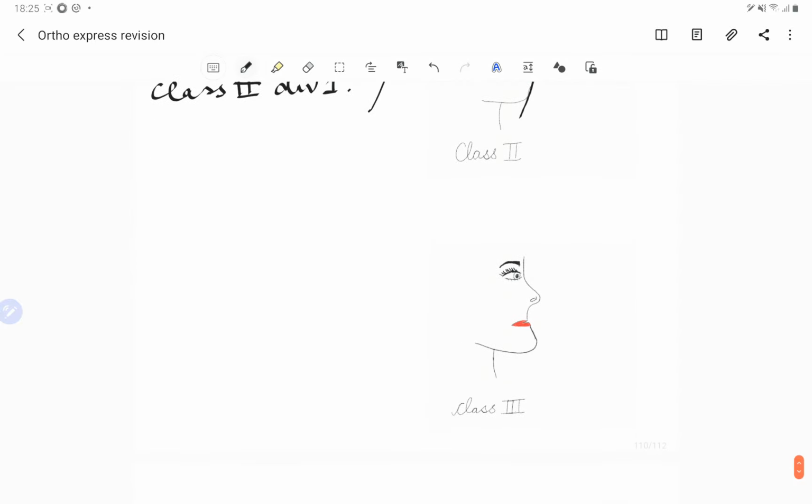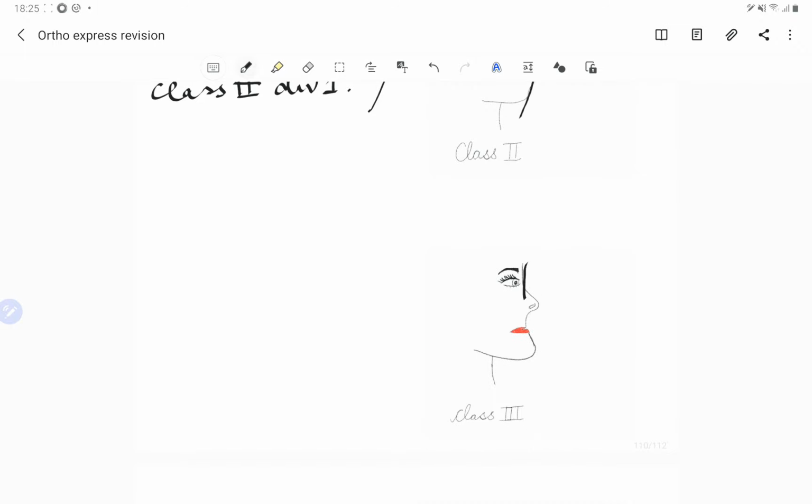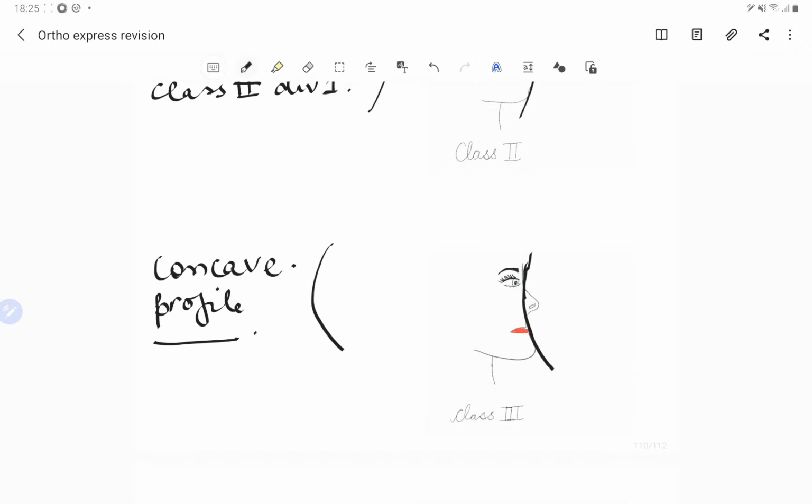Then the other profile we have is the concave profile. Like this, a concave profile. Now the two reference lines form an angle with the convexity towards the tissues. So this type of profile is associated with a prognathic mandible, or the maxilla can be retrognathic. So this is usually seen in class 3 malocclusion cases.